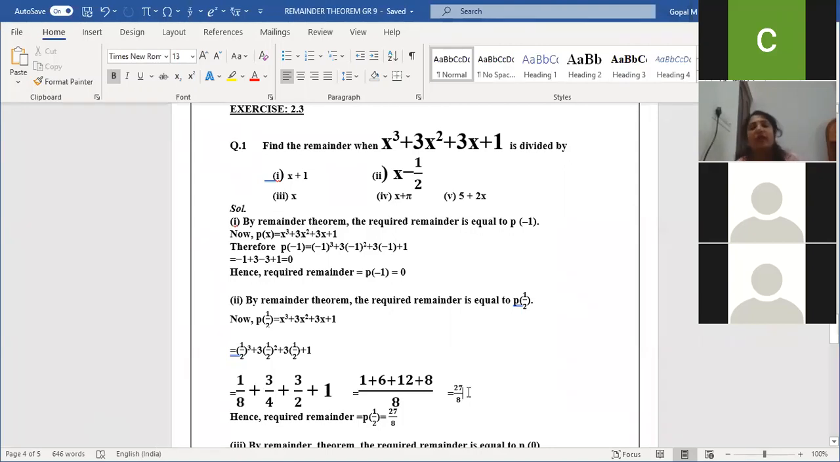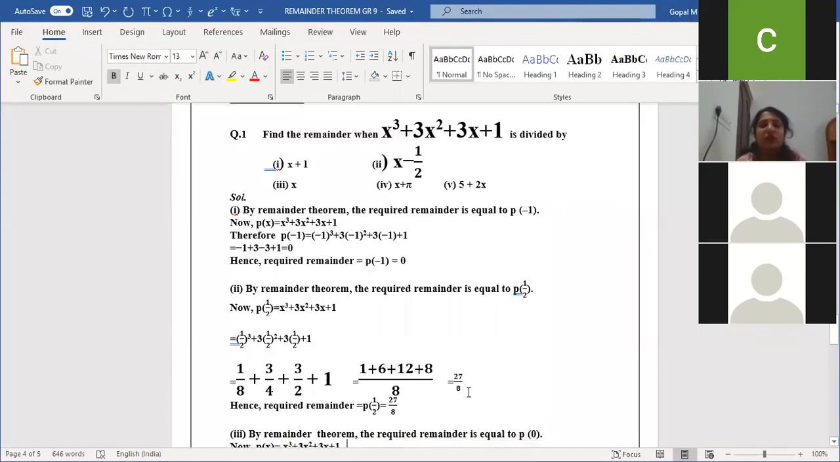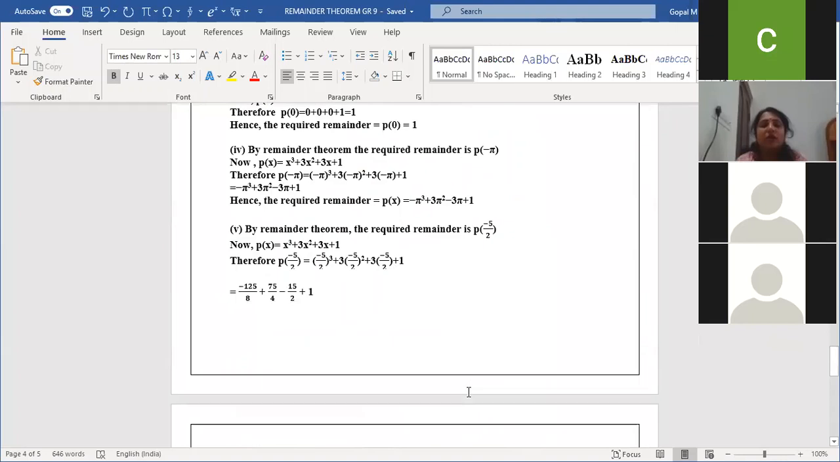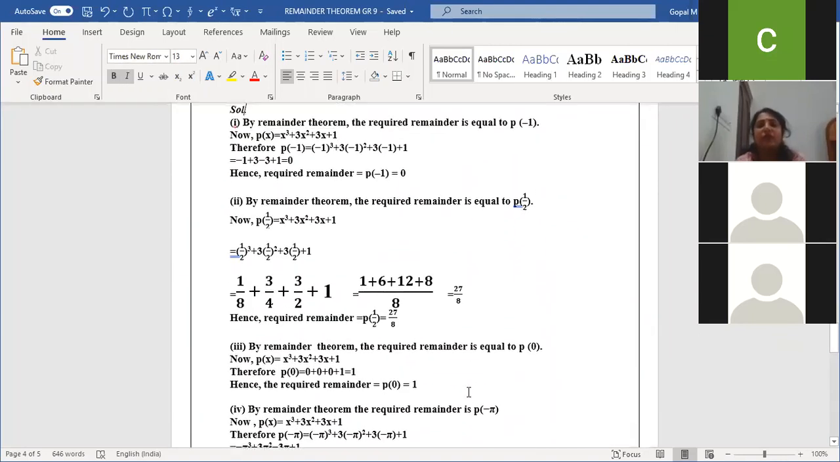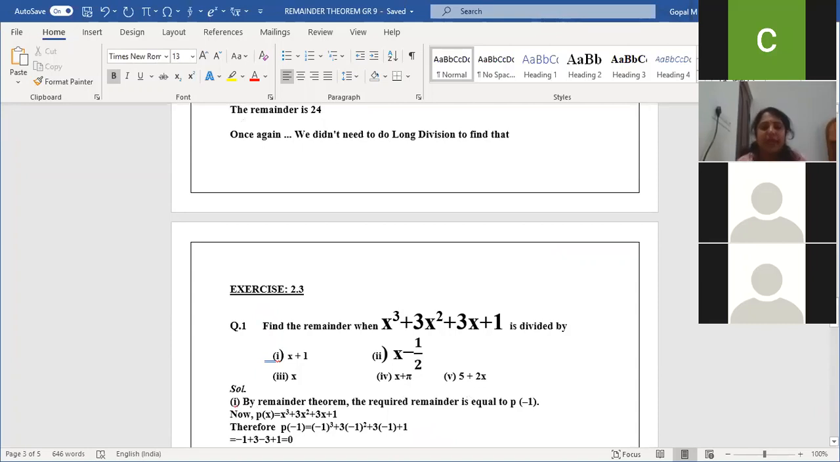minus 1/2. Am I clear to everyone? Yes, ma'am. Any doubt in first or second question? No, ma'am. Same thing. Third one, they gave x, only x. Only x they gave.